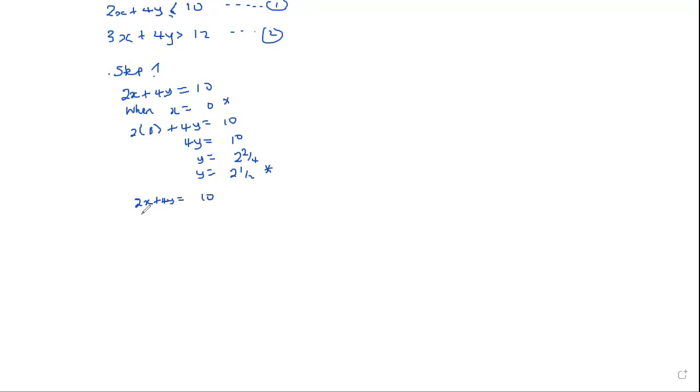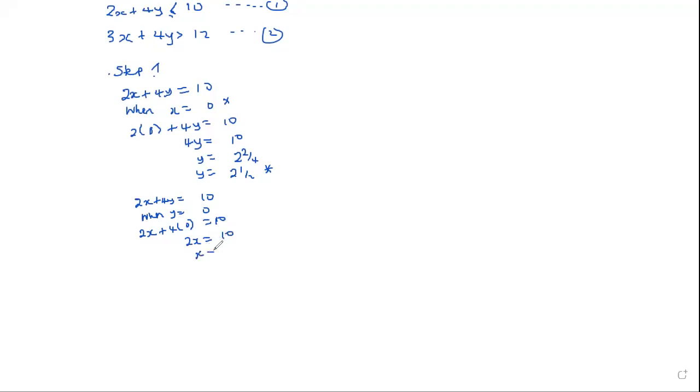Okay, let's say y is 0. When y is equal to 0, then what do you do in this case? We say when y is equal to 0, we substitute: 2x plus 4 times 0 is equal to 10. Then we get 2x is equal to 10.